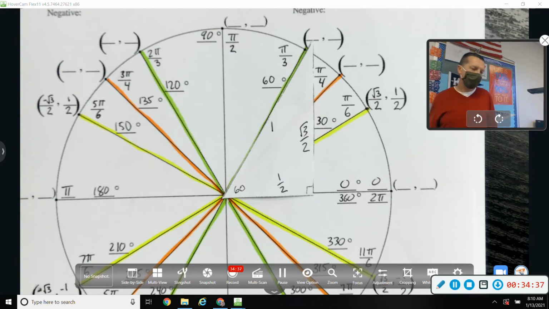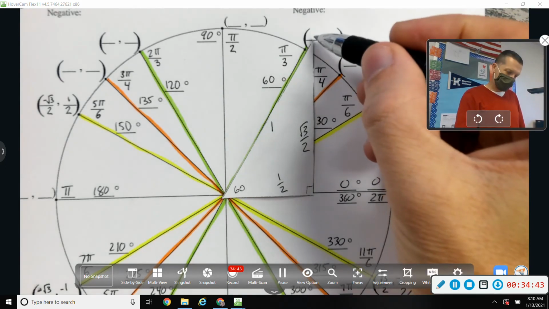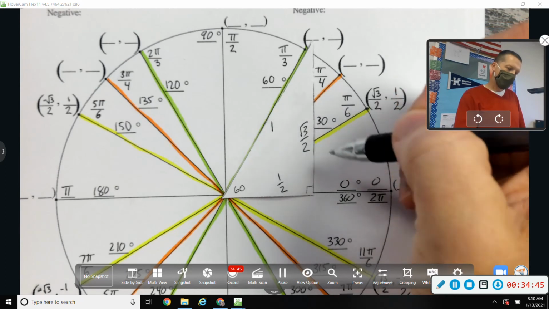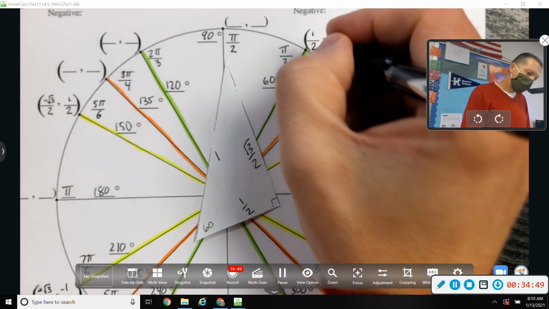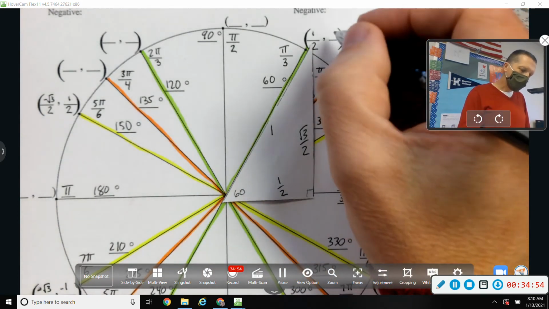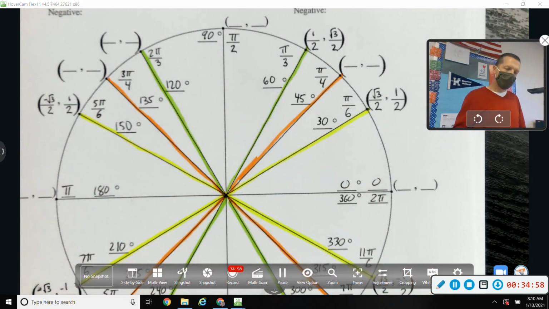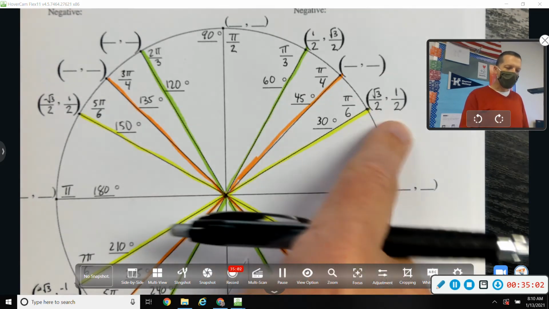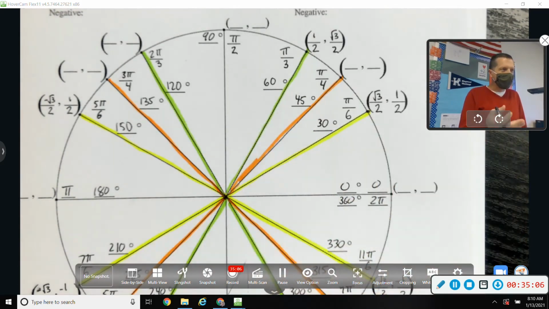So if I slot that 60-degree triangle in there, what's my x-coordinate going to be? 1/2. And my y-coordinate is root 3 over 2. And that's backwards from the 30. But that makes sense. It was the same triangle, just kind of backwards. We're using the 60 rather than the 30.